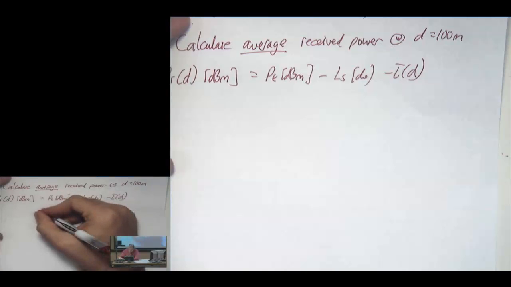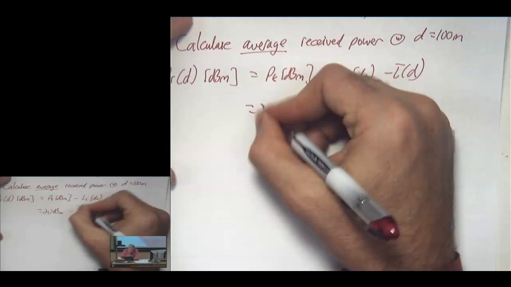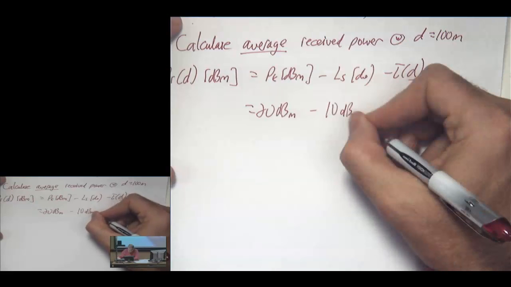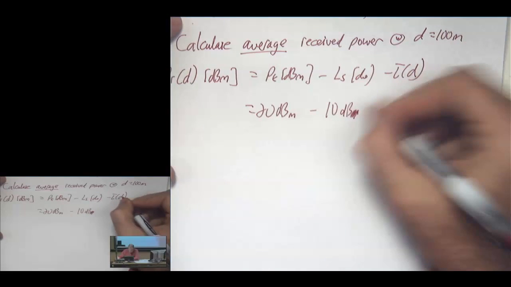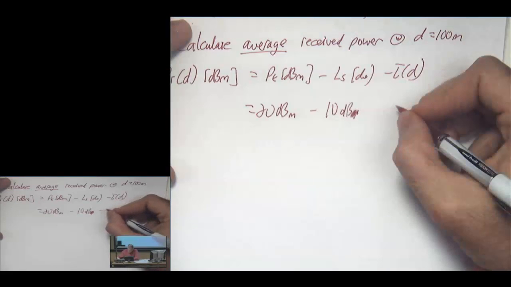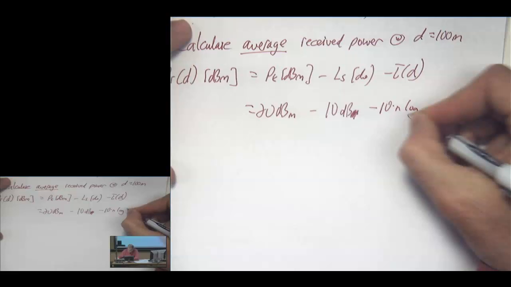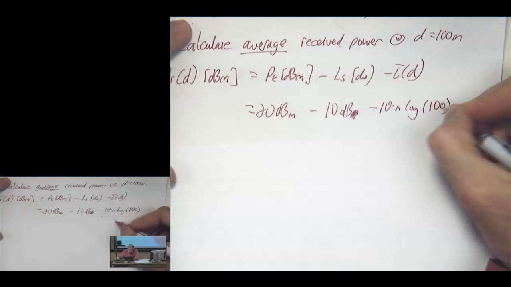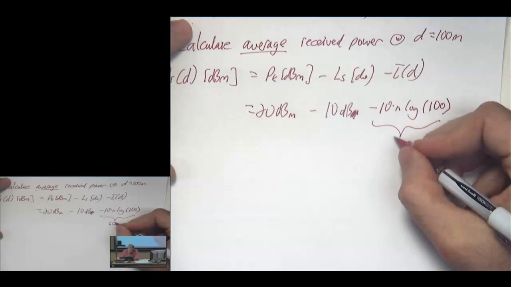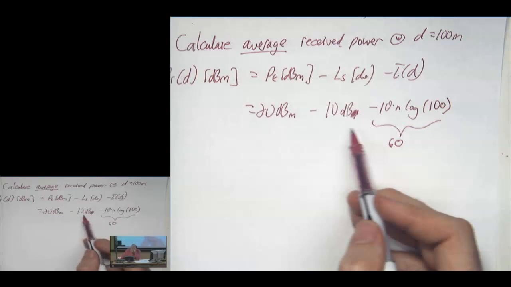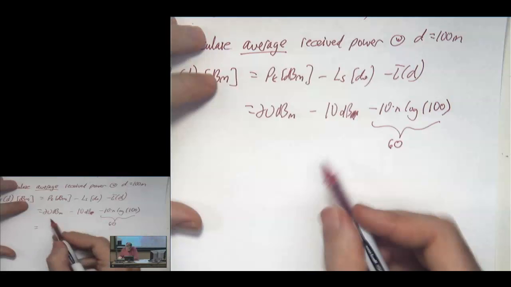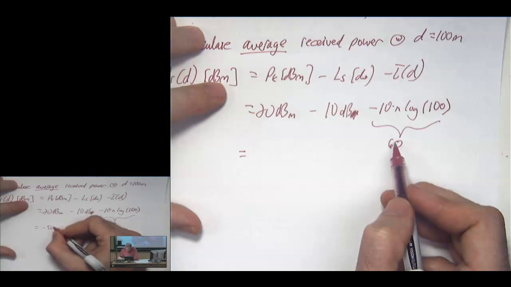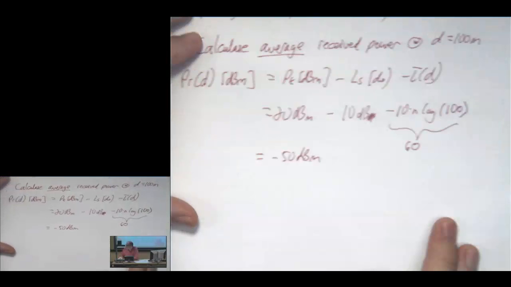So this is going to be equal to 20 dBm minus, so this is the confusing thing here, this LS here is 10. So I'm not sure how to deal with that here. Where did that go? Where's the dBm go? And then minus 10 times n times log of 100. So that should be equal to 60. So neglecting this issue here, which I'm a little bit confused about right now, that's going to be 20 minus 10 minus 60, which will then be minus 50 dBm here.